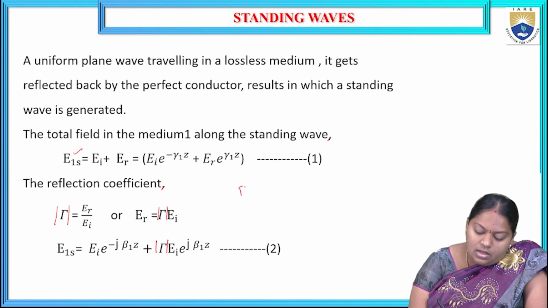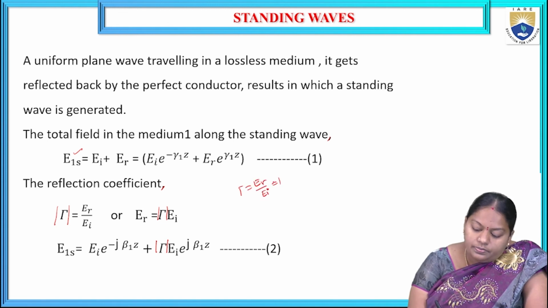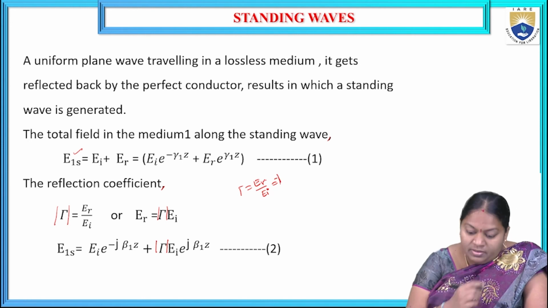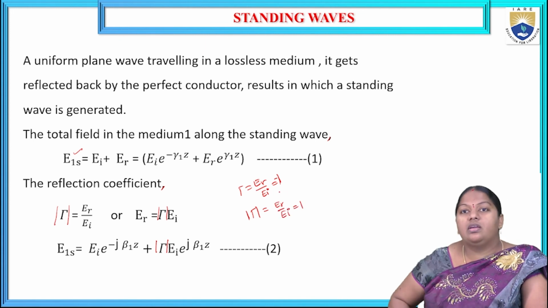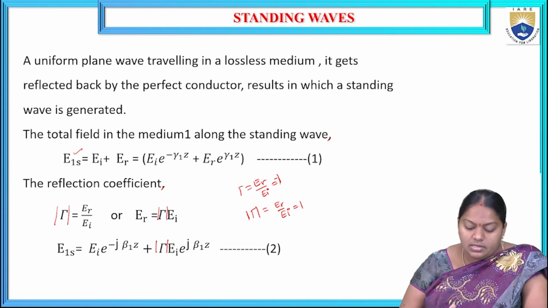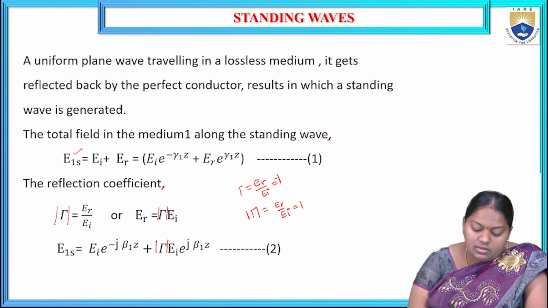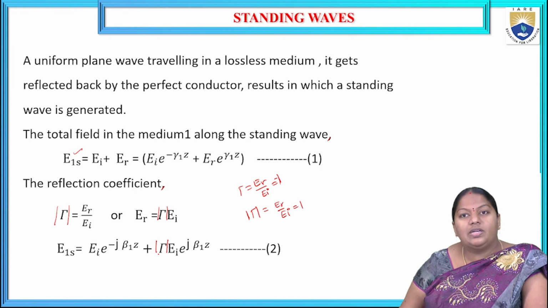Previously, we considered gamma equal to ER by EI equal to minus 1. Now we have considered modulus of gamma, meaning magnitude, then ER by EI equal to 1, so it becomes ER equal to EI only. Hence, ER is replaced by modulus of gamma into EI in this particular function.